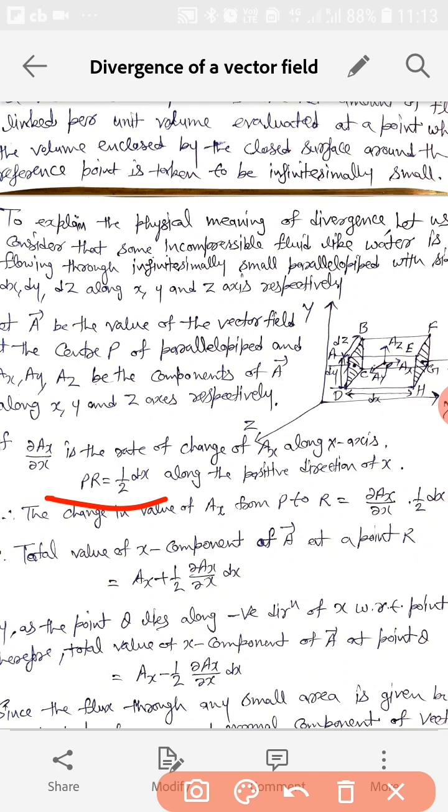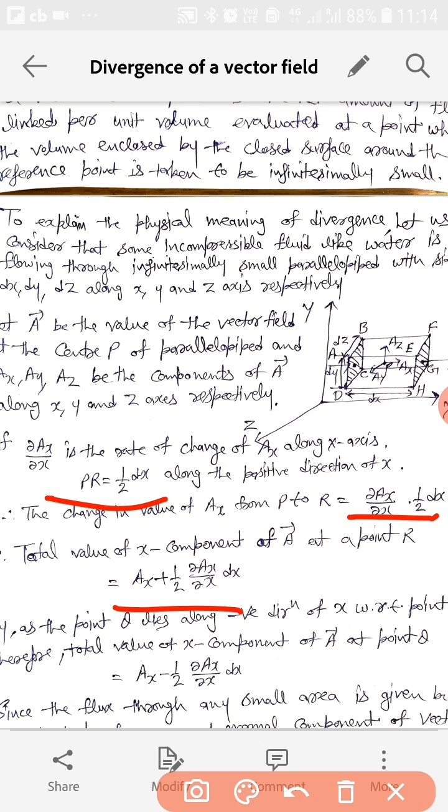So the change in the value of Ax from P to R: at P the vector field has x component Ax, but when we move from P to R the x has changed, so the component of Ax will also get changed. How much will it change? It will be equal to ∂Ax/∂x into 1/2 dx. So the total x component of A at point R will be Ax plus 1/2 ∂Ax/∂x dx.